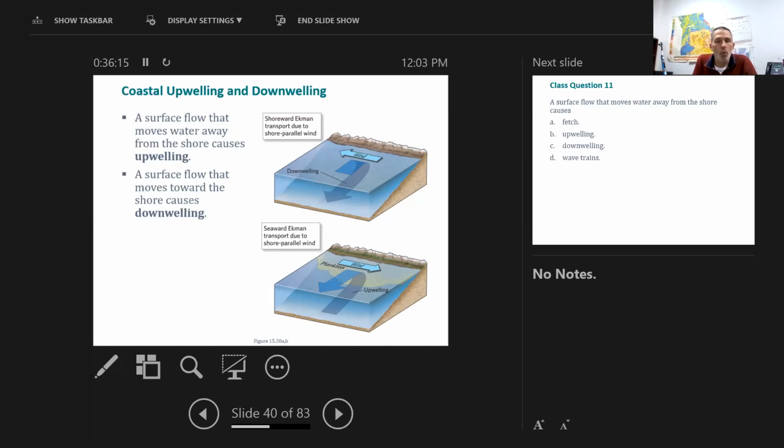We're going to learn that that cold water has a lot more dissolved oxygen. And so if you're bringing up new dissolved oxygen and nutrients, you're going to have an abundant amount of microbes, and in this case plankton. And so this upwelling is going to be really, really important for food chains, which we'll get into here in just a second.